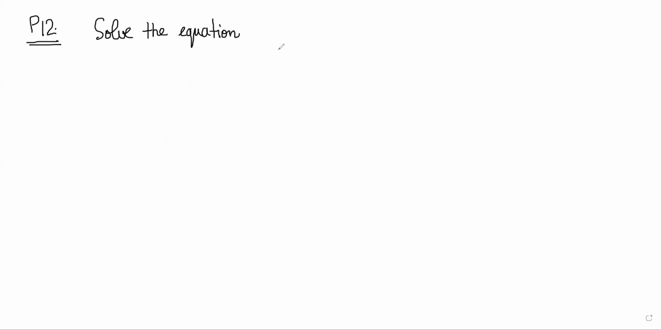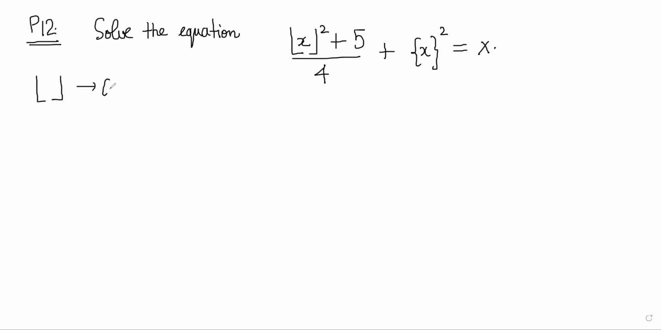Solve the equation: GIF of x square plus 5 divided by 4 plus the fractional part of x square is equal to x. Here, this expression means the greatest integer function.